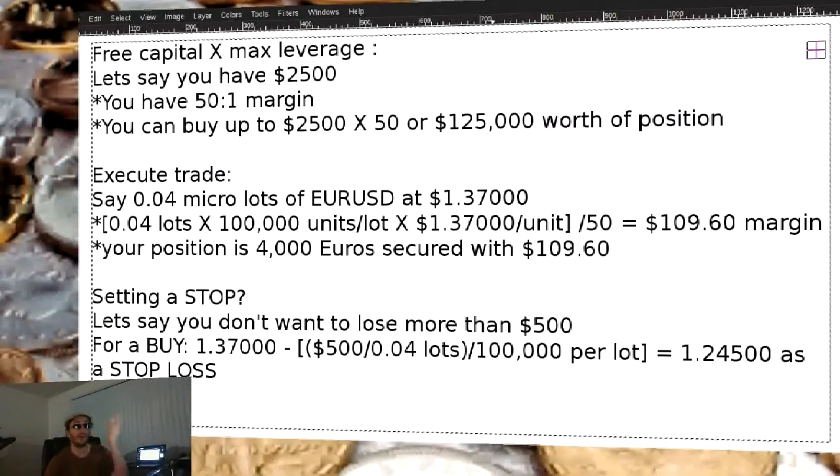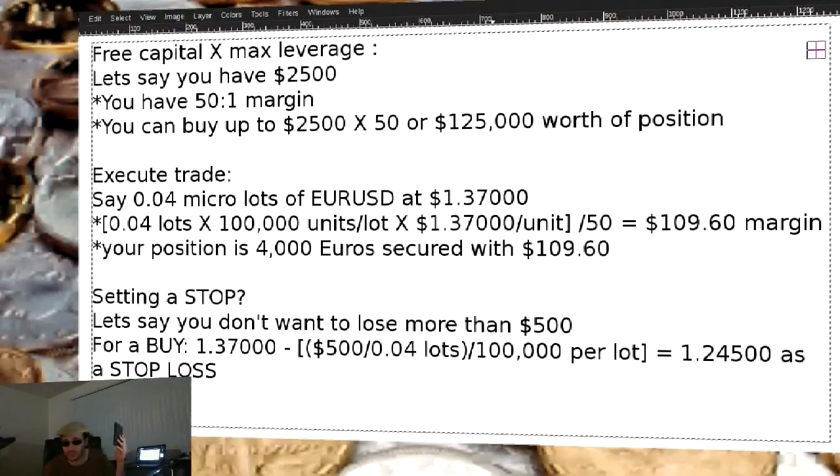So if you have any doubts you're doing your math right, apply the units and apply basic grade school mathematics to the units. And the result there is $109.60 on margin. So at 50 to 1 margin, because you divided it by 50, because you have a 50 to 1 ratio, you spent $109.60 and you secured 4,000 euros. So that would be 4,000 times 1.37.